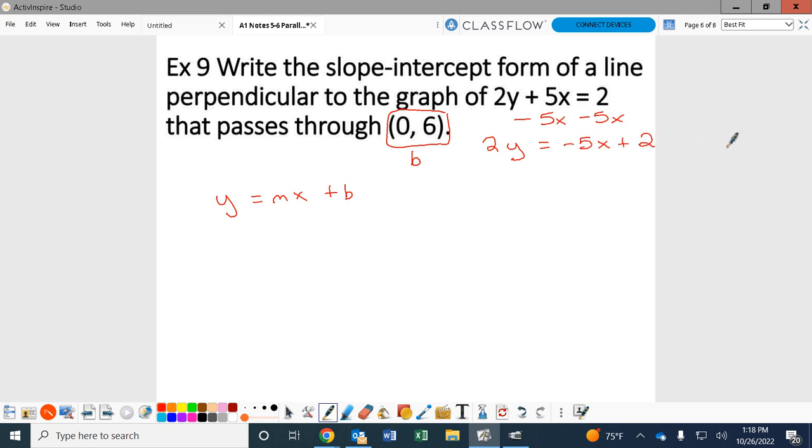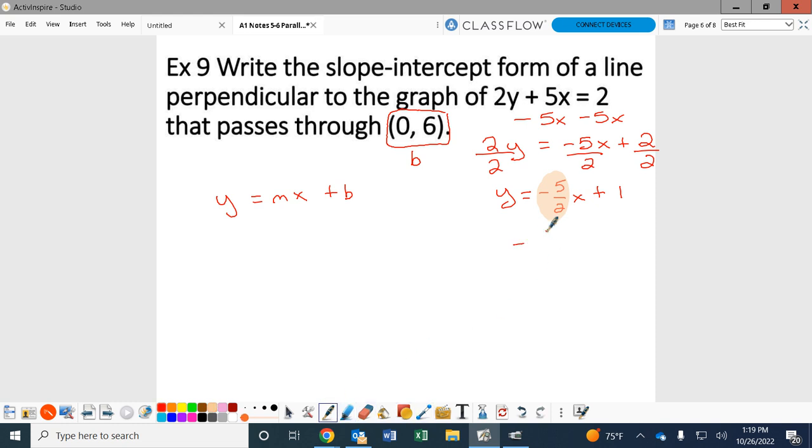Does everybody understand why the 2 is positive? Got a plus in front of it. Divide everything by 2. That gives you y equals negative 5/2 x plus what? 1. What is the only number that I care about in this whole thing, though? Negative 5/2. The slope, negative 5/2, those are all correct.